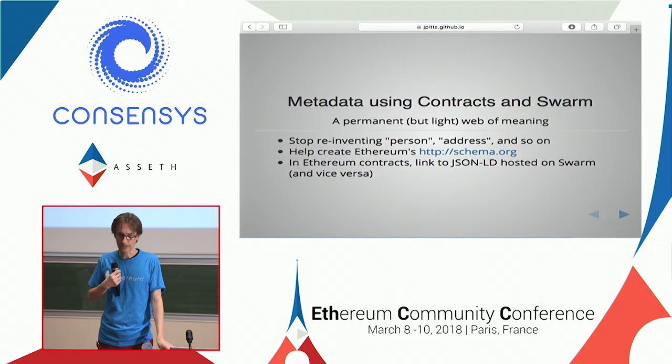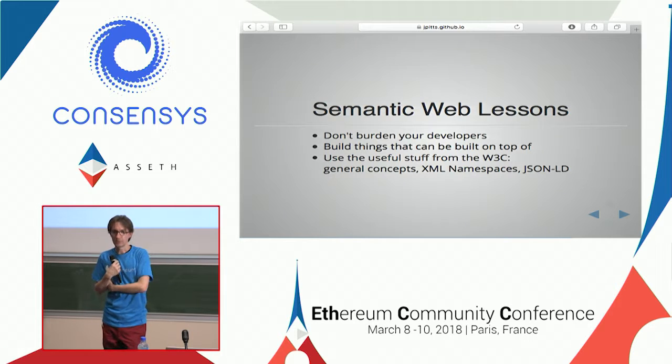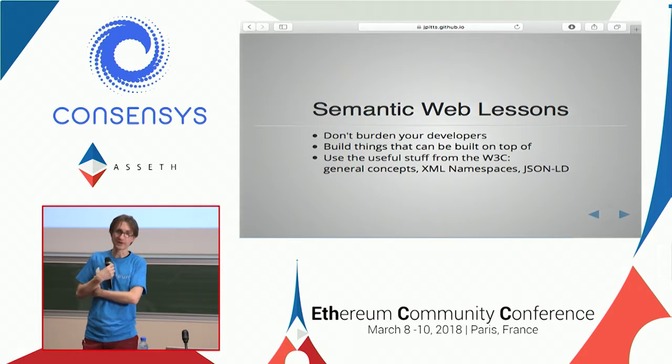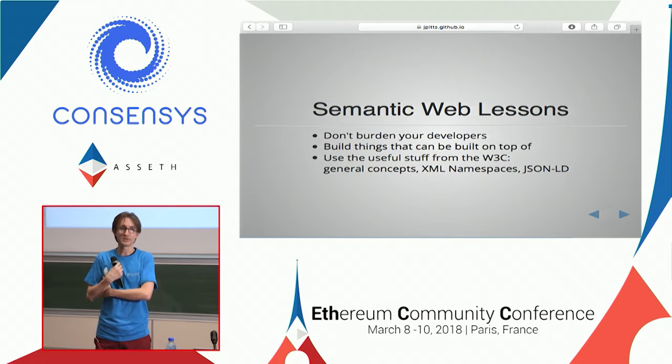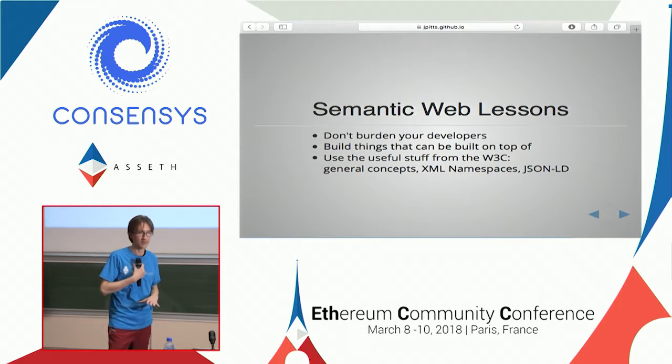And obviously, with Swarm, put the JSON-LD on Swarm and then refer to it in contracts. Have them refer back and forth to each other between the contract and the data on Swarm. And you can get the highly structured, more expensive benefit of contracts, and then just the immense storage capacity of Swarm and IPFS.